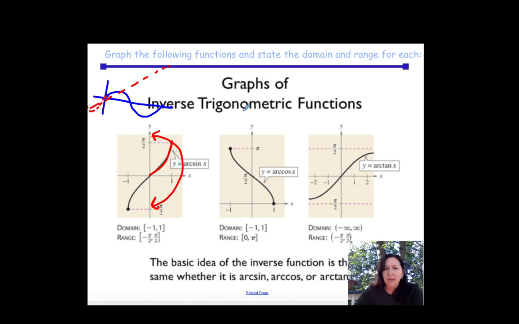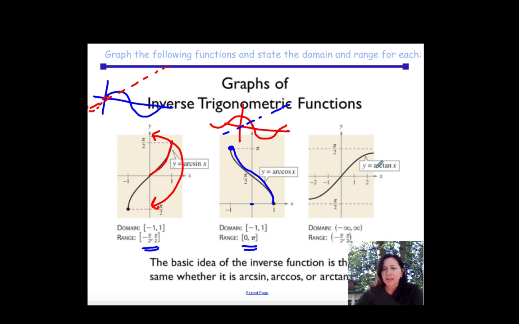For cosine, if I were to draw my cosine wave, it starts high and goes down like that. And if I were to draw my y equals x axis and reflect my graph across it, I would get a graph that looks like this and stops at pi, and it starts here, which is 0. So 0 to pi. Very important. Sine, -pi/2 to pi/2, including those values. Range for arc cosine, 0 to pi.